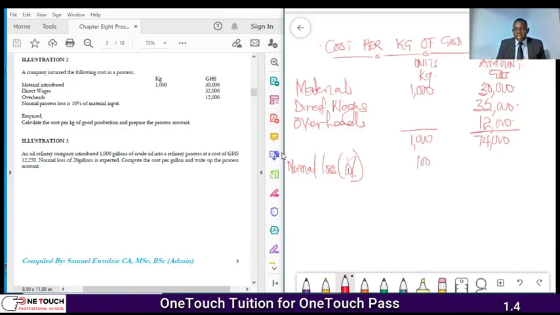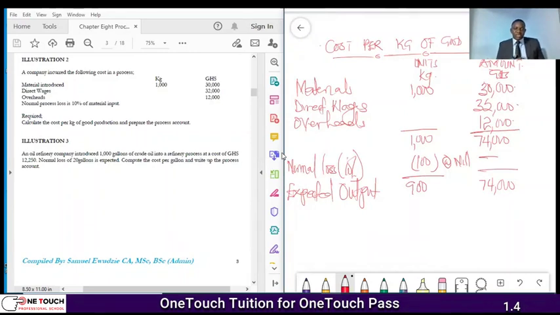Now here, the normal loss cannot be scrapped. We are not told anywhere in the question whether normal loss can be sold for something or not. So it means that here it is nil. Great. So here we get the expected output of the process, because if the normal process loss is 10%, then when we put in 100, we get 90%. So here we get 900 kg, and that 900 kg would have to be valued at what?